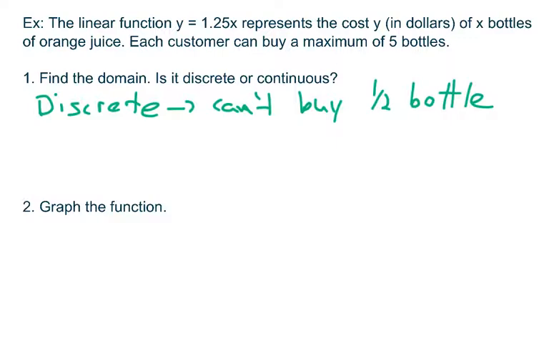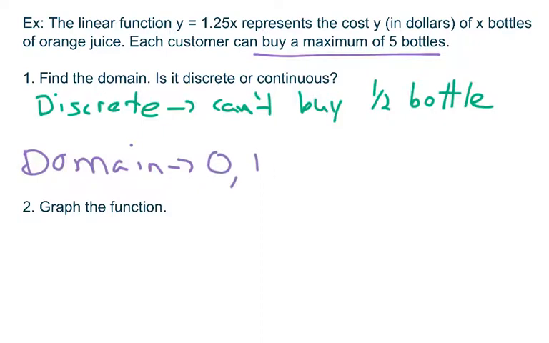Okay, so then the domain, let's list it out here. It says we can buy a maximum of 5 bottles. What's the minimum number? Well, we don't have to buy any bottles, so the minimum number here is 0. So the domain is going to be 0, or we could buy 1, we could buy 2, we could buy 3, we could buy 4, and we can buy a maximum of 5 bottles. So there are 6 numbers in our domain.